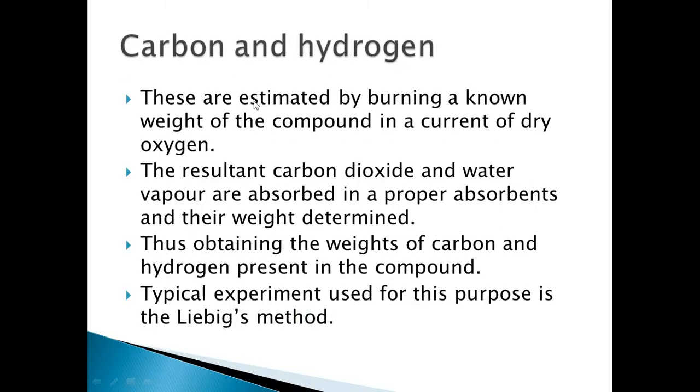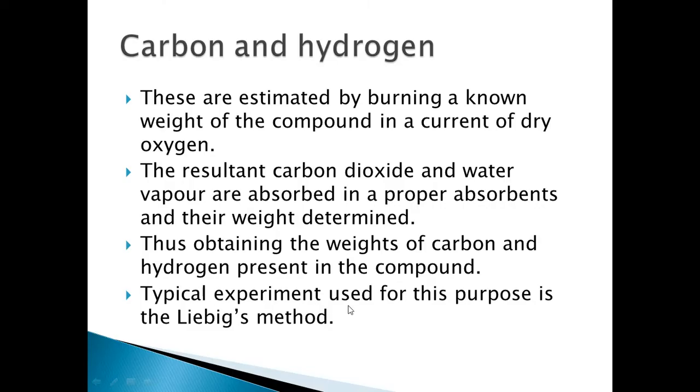In quantitative analysis, carbon and hydrogen are estimated by burning a known weight of the compound in a current of dry oxygen. The resultant carbon dioxide and water vapor are absorbed in a proper absorbent and their weight determined, thus obtaining the weight of carbon and hydrogen present in the compound.